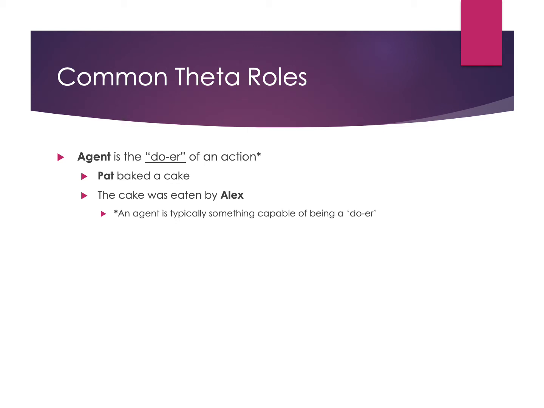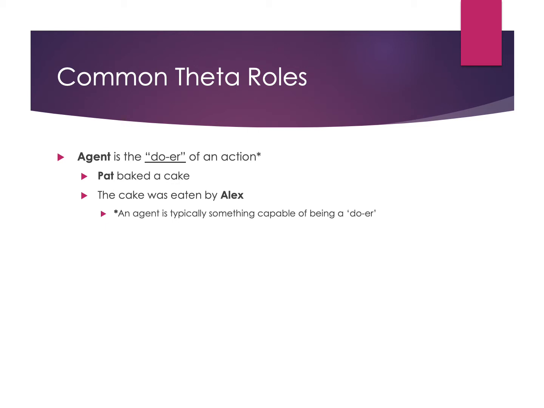So in these examples, Pat baked a cake. The cake was eaten by Alex. In a lot of cases, the agent is the subject, but if we put something into a passive sentence, like the second one, it doesn't have to be in the subject position to still be the agent. So you need to focus on the relationship of what's happening in the sentence, not just the structures of it.